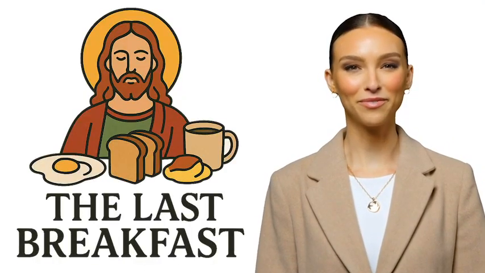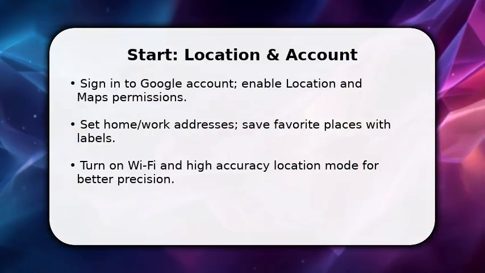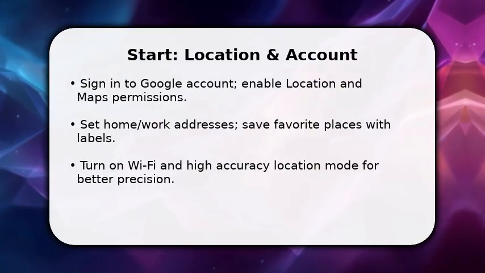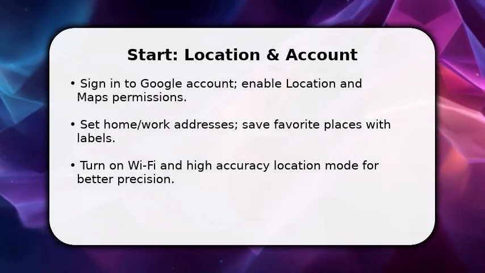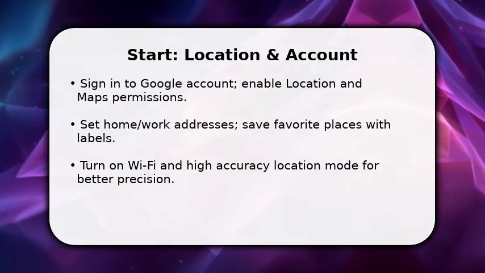Please enjoy the video. You begin by signing in and granting location and maps permissions so results match your history and saved places. Once signed in, add home and work addresses and label frequent spots. This saves taps later. Make sure Wi-Fi and high-accuracy location mode are enabled so pin placement is precise.